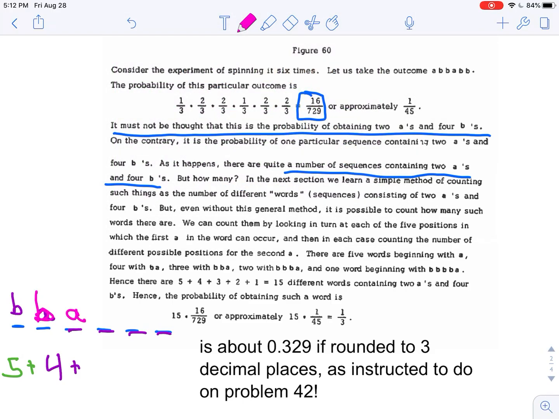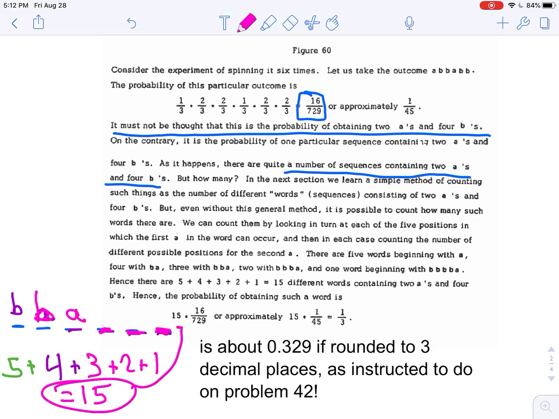If this was a B and my first A didn't happen until here, there's 3 places I could set down the second and final A. You see where we're going with this? It's going to be 5 plus 4 plus 3 plus 2 plus 1 on the end. So this totals up to 15.